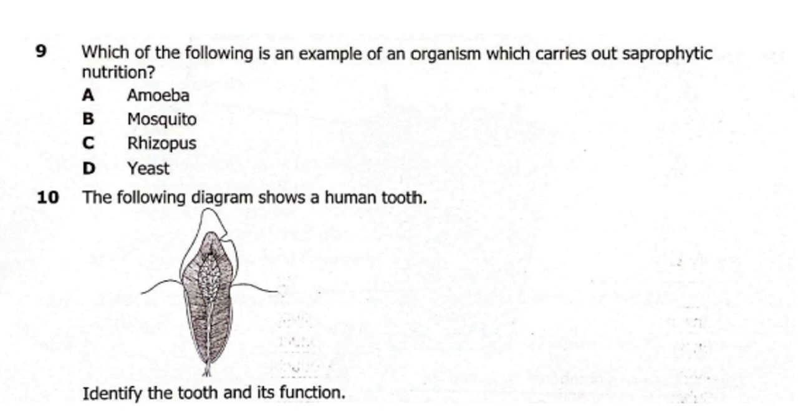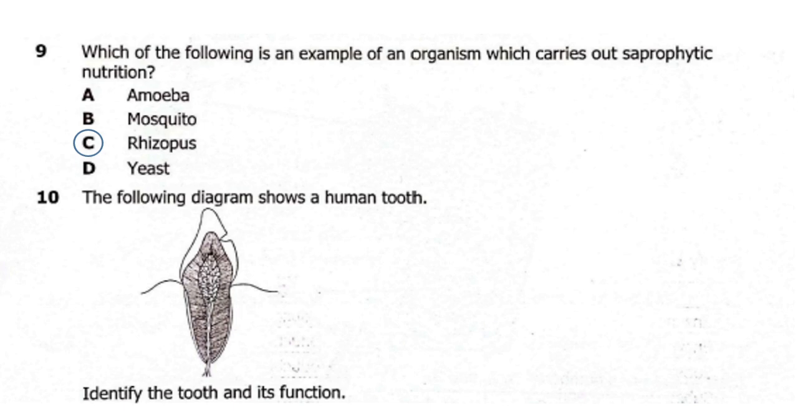Question 9. Which of the following is an example of an organism which carries out saprophytic nutrition? A. Amoeba. B. Mosquito. C. Rhizopus. D. Yeast. The correct answer here is C. The Rhizopus.